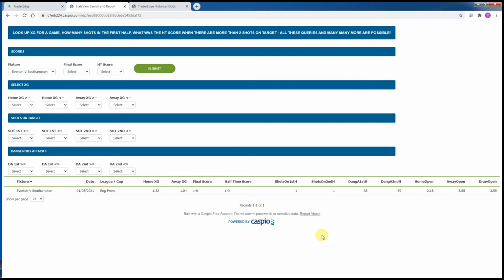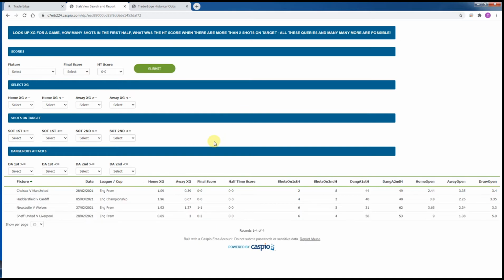What else could we do here to show you? Put that back to select. We can just do a half-time score perhaps. Make sure everything else is set to select. If you do select more than one thing, obviously it's not going to bring back as much data. So here we've got some games that were half-time 0-0. Those two went on. There's 2 goals in that one, 2 goals in that. A lot of people trade 2 goals in the second half. I do myself.